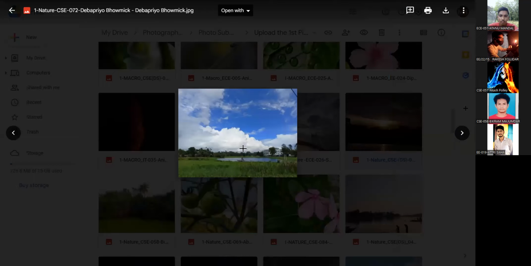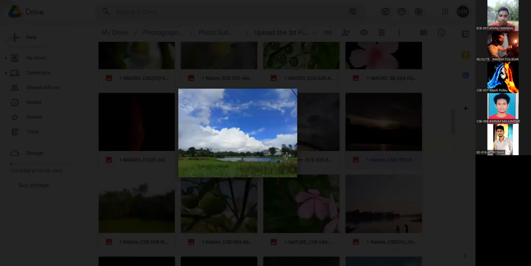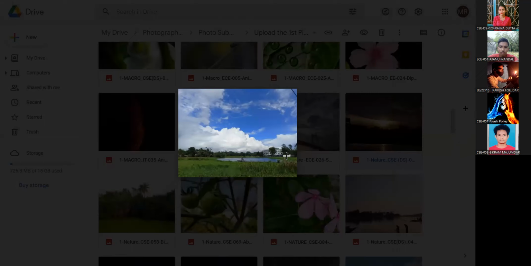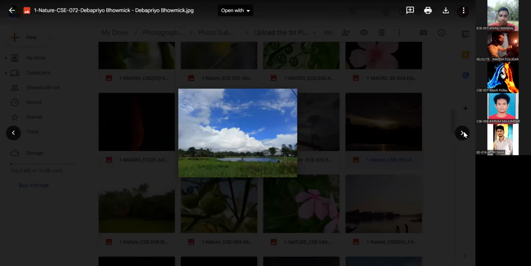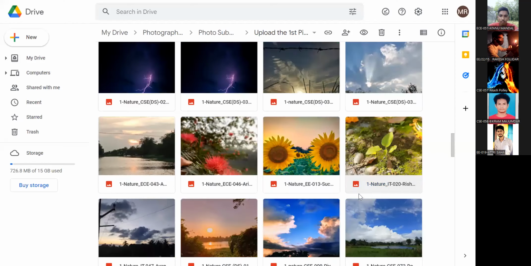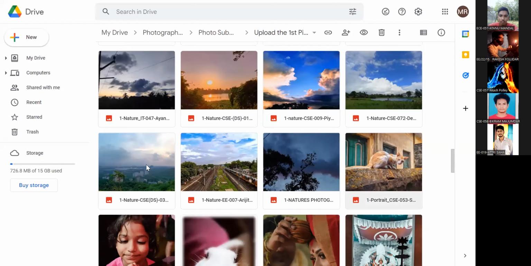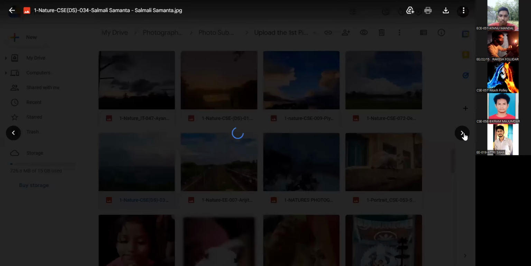This is a low resolution picture, and it is so small. I mean, so low resolution that I'm not able to zoom on this picture, so I'll not comment. Next one.